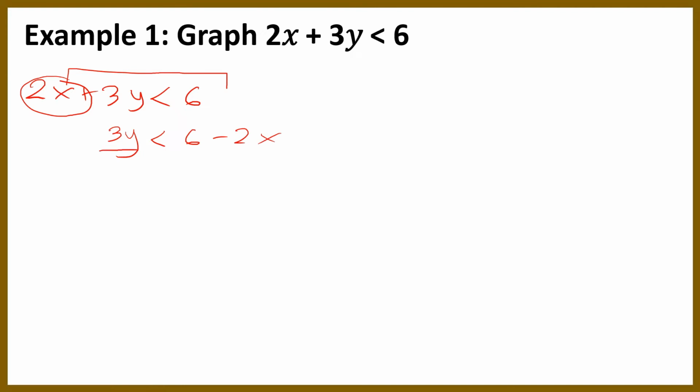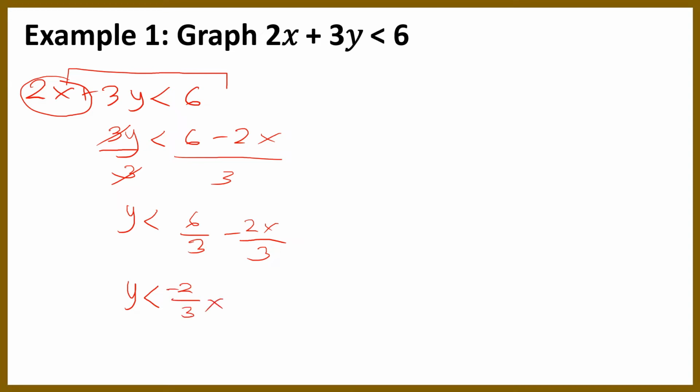Then, divide natin both sides by 3. So, cancel na yung 3. y ≤ 6/3 − 2x/3. Then, rewrite natin yung inequalities into slope-intercept form. y ≤ −2/3 x. Then 6 divided by 3 is positive 2, so plus 2. So ang ating inequality in slope-intercept form is y ≤ −2/3 x + 2.